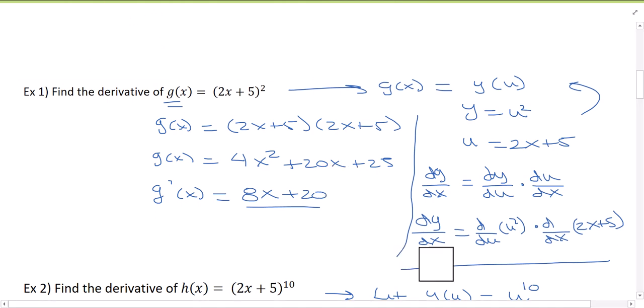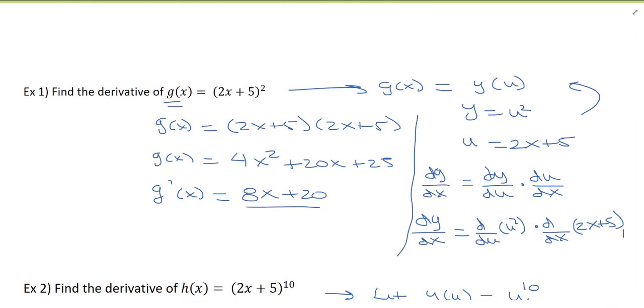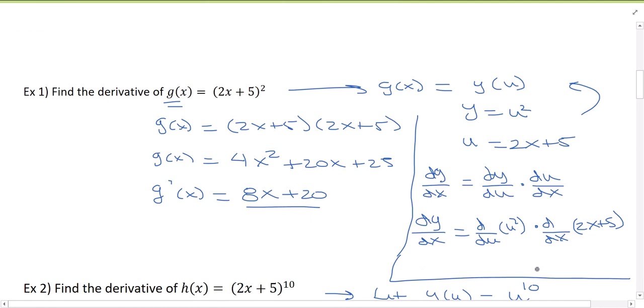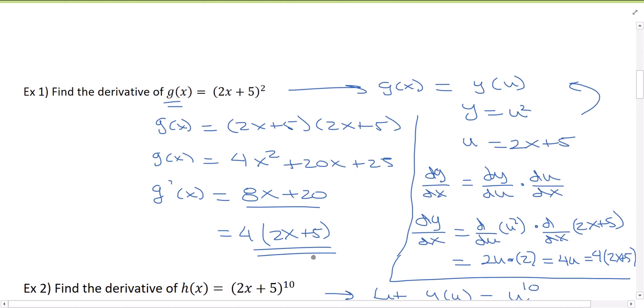So what's the derivative of u squared? This will be 2u times, and then the derivative of 2x plus 5 with respect to x is 2. So I get 4u. Now remember, what was u? 2x plus 5. So this will be 4 times (2x plus 5). And notice that here, if I factor out the 4, I get (2x plus 5). So they are the same answer.